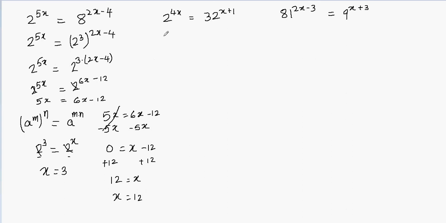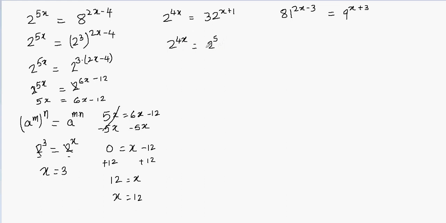Now let's solve this next example. I have 2 to the power 4x is equal to 32 raised to the power x plus 1. Let's write this as 2 to the power 4x first, and then I know that I can write 32 as 2 to the power 5.